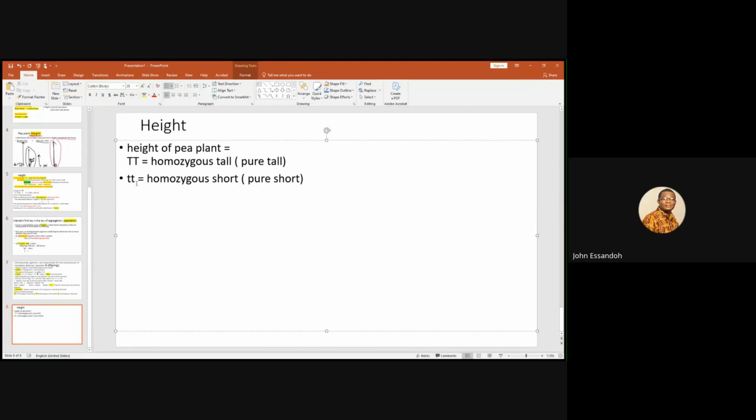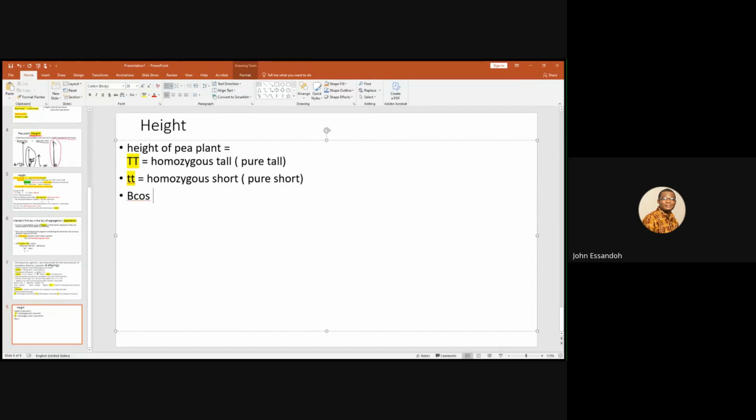So what Mendel referred to as pure short, he meant what? Homozygous recessive, homozygous short. Okay, pure short. So this is what Mendel meant. What Mendel was referring to as pure short, he meant homozygous short. Okay, and remember, because what?